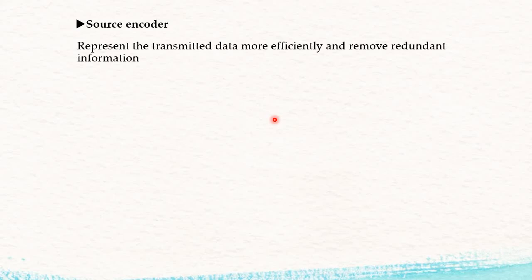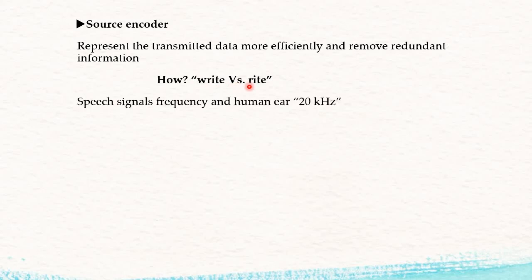What is a source encoder block? This block represents the transmitted data more efficiently and removes the redundant information. Now how is it going to do this? For example, consider how we write versus right. These two words indicate the same thing. If you pronounce them, they indicate the same sound, but here we are removing the W, so it will remove the redundancy, and this is the job of the source encoder.